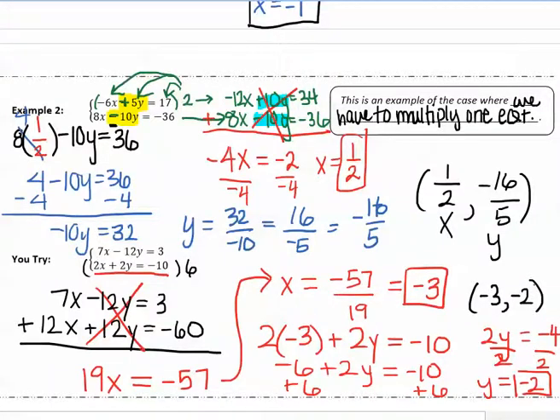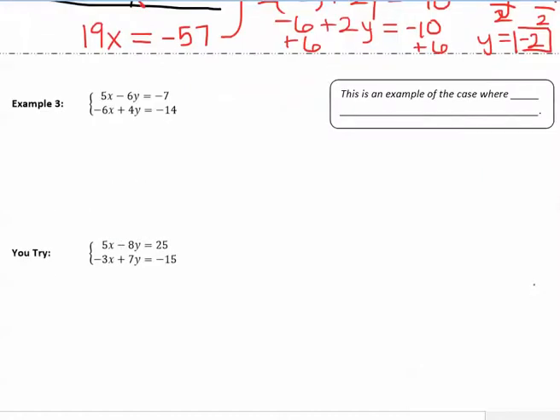Okay, so now let's look at a case where you have to multiply both equations. These are examples of a case where both equations need to be multiplied. Think of a fraction problem where you're finding a common denominator, and you need to multiply both fractions by something in order to get the same denominator. That's just what this is.